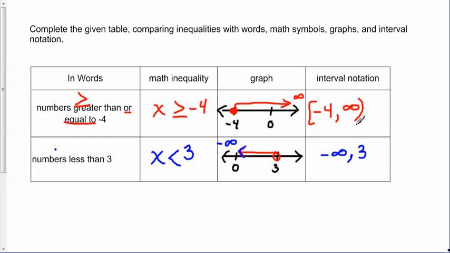And as we mentioned with our example up here, when I'm dealing with infinity or negative infinity, I'll always be dealing with the parenthesis. And here with this 3, because the 3 is not part of our solution, it has that open circle. It doesn't include the "or equal to." And so we're going to use a parenthesis here as well. And so that's how we would write the interval notation for that problem.